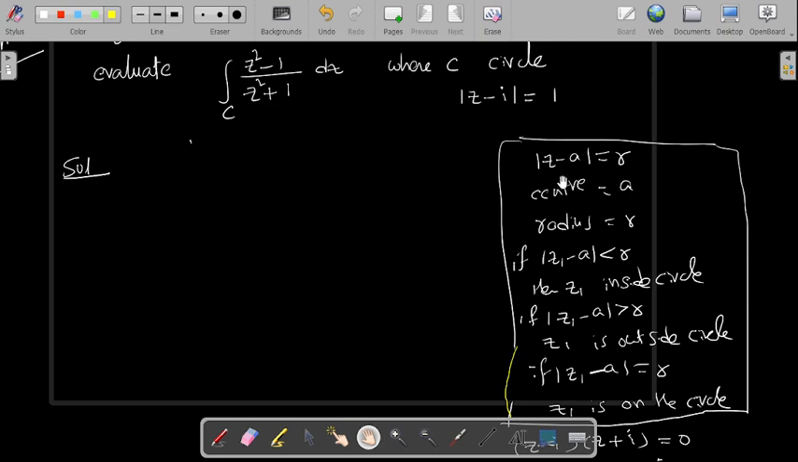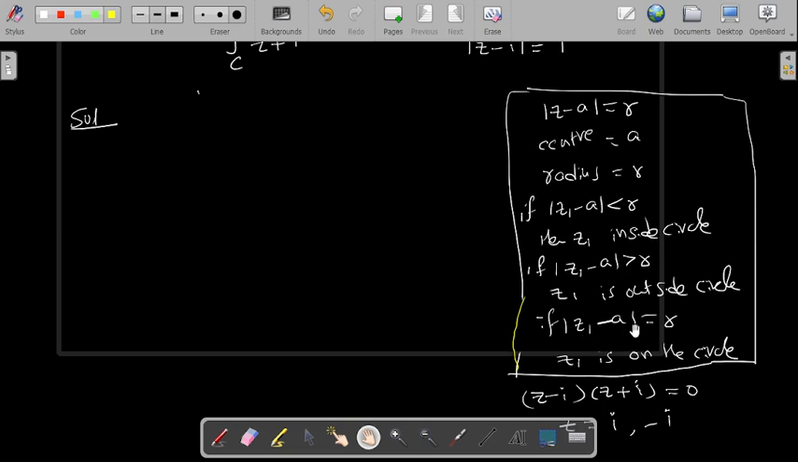Before doing this problem, we try to understand the circle. Mod z minus a equal to r means center a, radius r. Take any point z1. If mod z1 minus a is less than r, then z1 is inside the circle. If mod z1 minus a is greater than r, then z1 is outside the circle. If mod z1 minus a equals r, then z1 is on the circle.